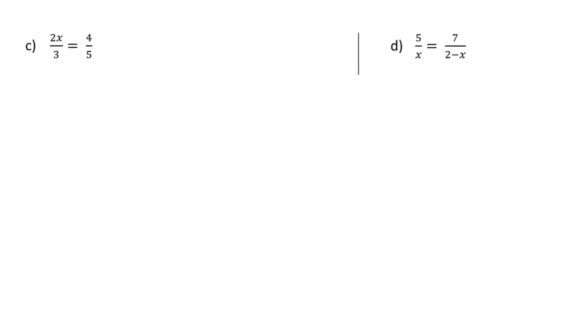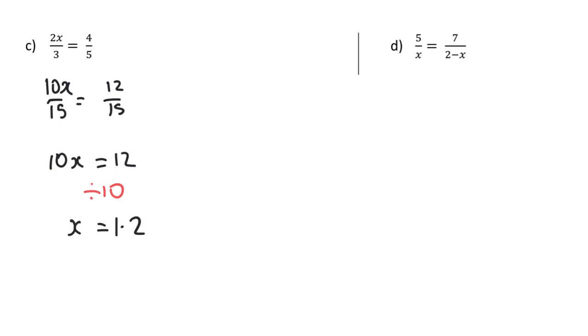Example C, we've got 2x over 3 equals 4 over 5, and the common denominator between 3 and 5 is 15. To get from 3 to 15, for the first fraction we need to multiply by 5, so we multiply the top by 5, and 2x multiplied by 5 is 10x. And then to get from 5 to 15, we multiply by 3, so we need to multiply the 4 by 3, and we get 12. The denominators are the same, so we can just drop those, and then we've got 10x equals 12. Then dividing by 10 to get from 10x to 1x, that gives us x equals 1.2.